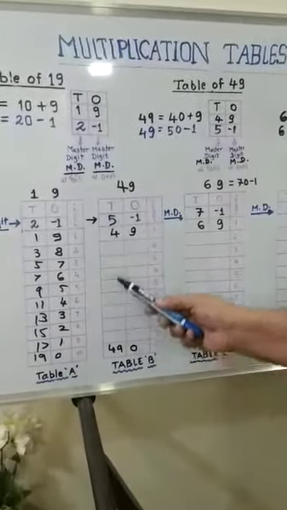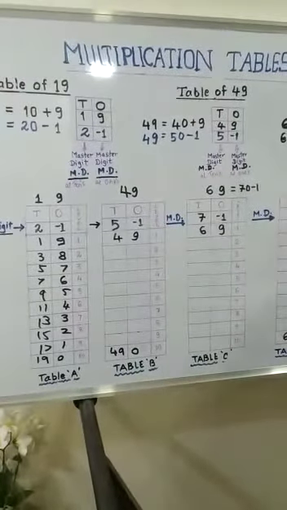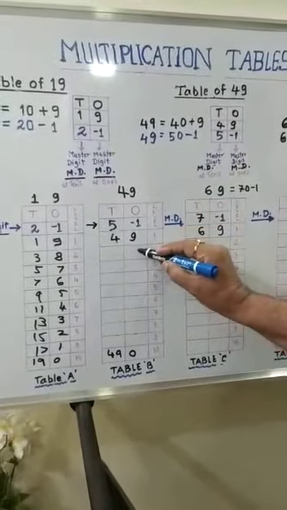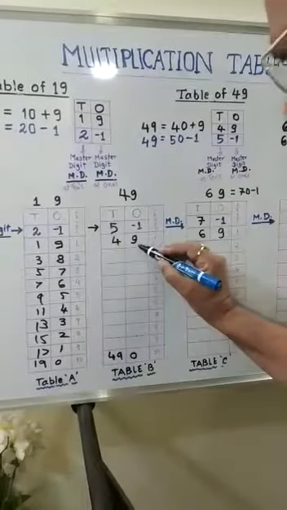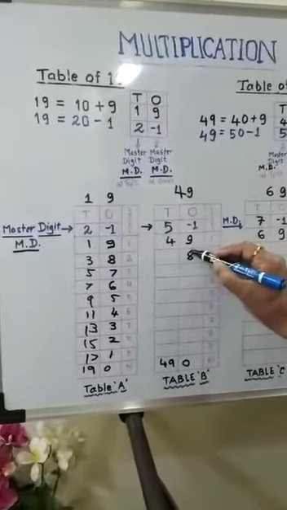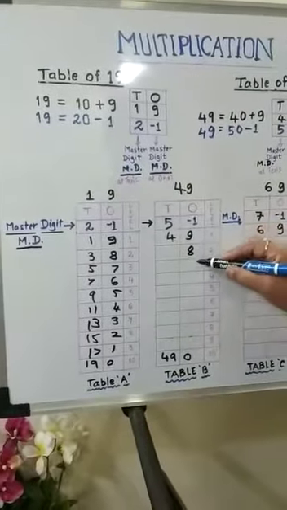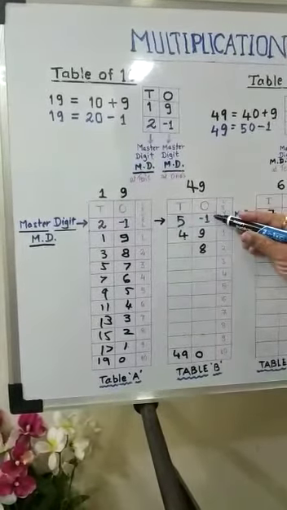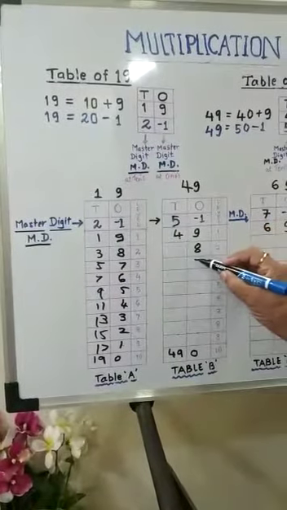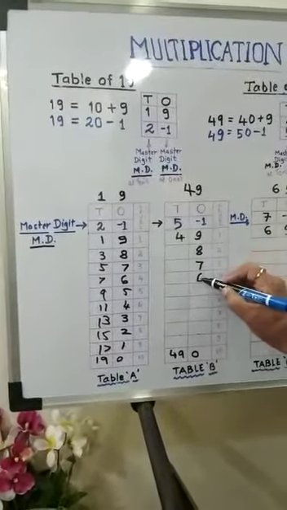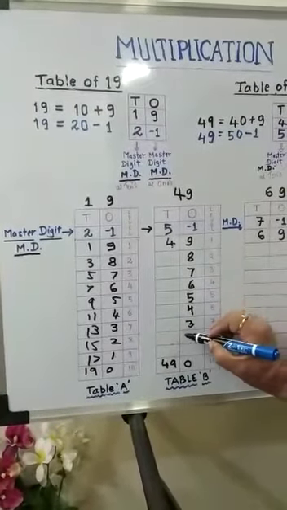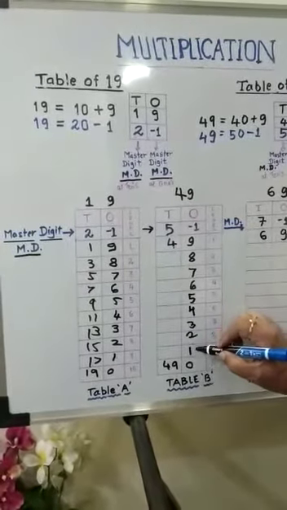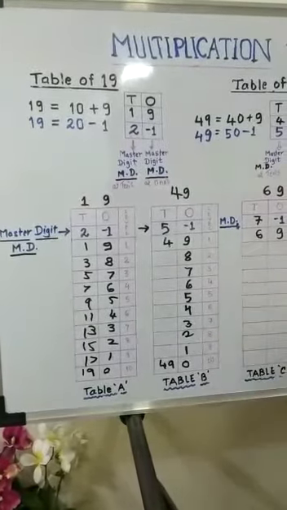So what we need is only the in-between numbers. How to get the next number? Very simple. Just operate the master digit on the number that we know. So 9 minus 1 is 8. To get the next number, again operate this master digit on this number. 8 minus 1, 7. 7 minus 1, 6. 6 minus 1, 5. 4, 3, 2, 1. And 1 minus 1 is again 0. So our ones place is ready.